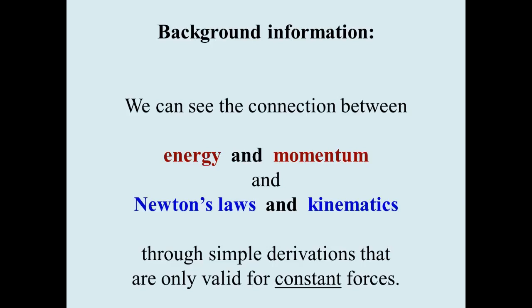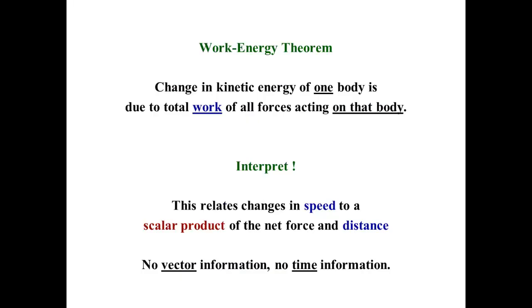The idea here is to use some simple derivations that are only valid for constant forces, but allow us to see the relationship between the work-energy equations we've already seen and the impulse-momentum equation that's being introduced in Chapter 9. These are both based on Newton's laws and kinematics, which allows us to understand how we can replace doing problems with Newton's laws and kinematics with equations that involve energy and momentum instead. You should already remember how the work-energy theorem is used.